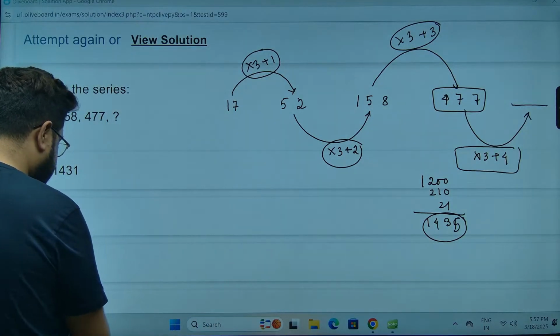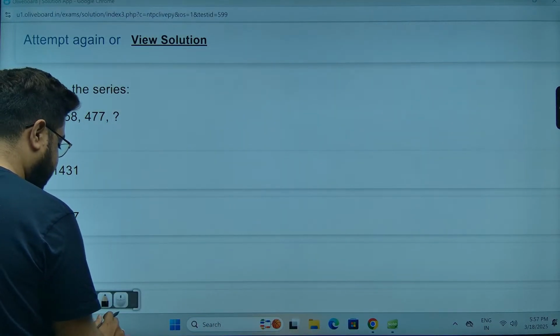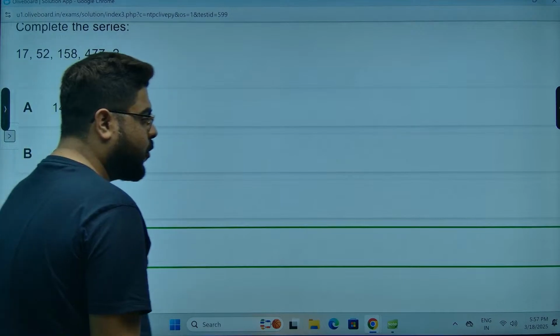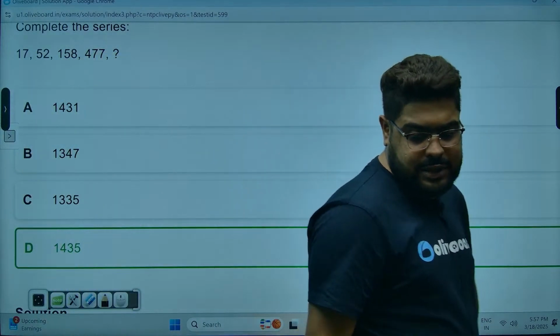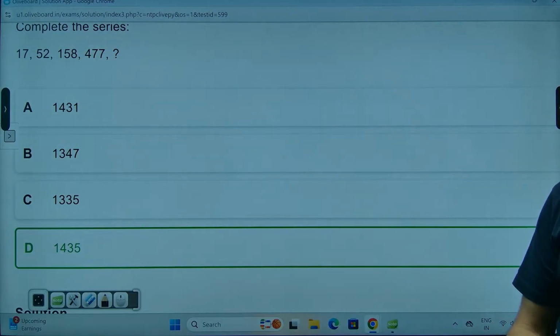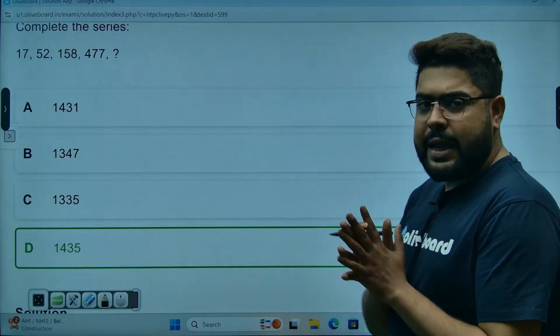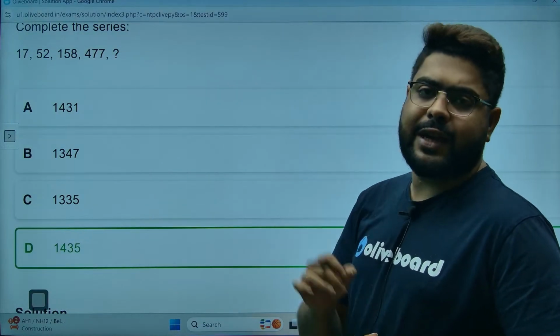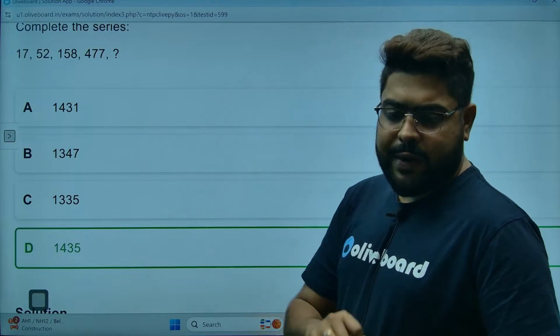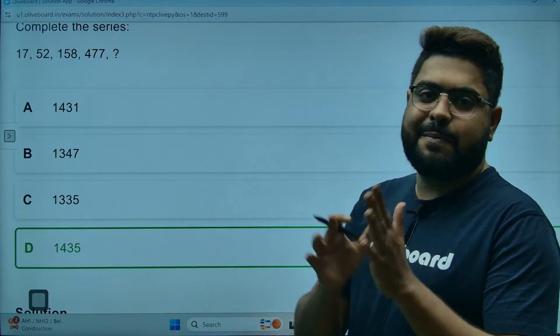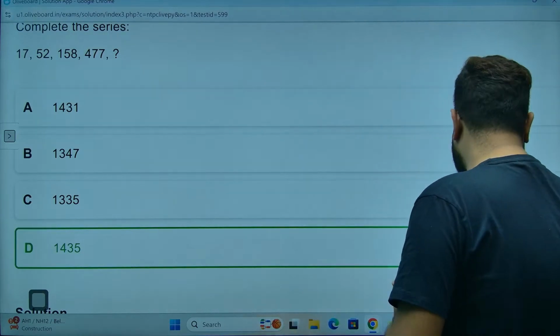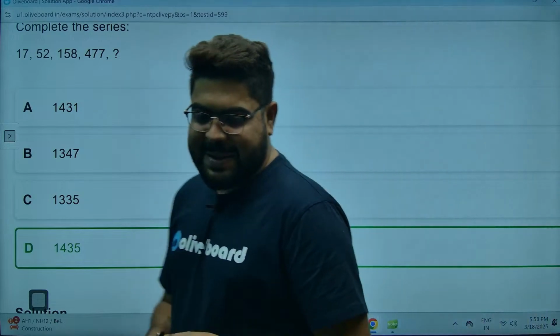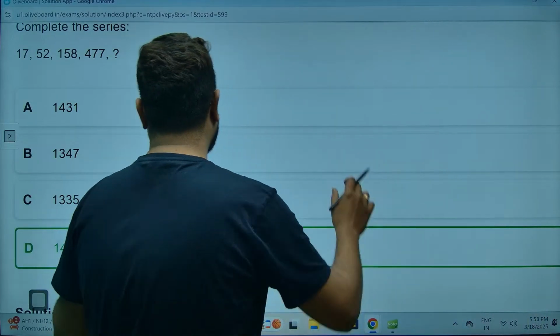Option number D, sir, 1435 is your correct answer. That is most definitely your correct answer, sir. Right, sir? Number series question. This is how you should approach each and every question. You will never get it wrong. It will never betray you, because number series is a chapter that has a history of betraying students.